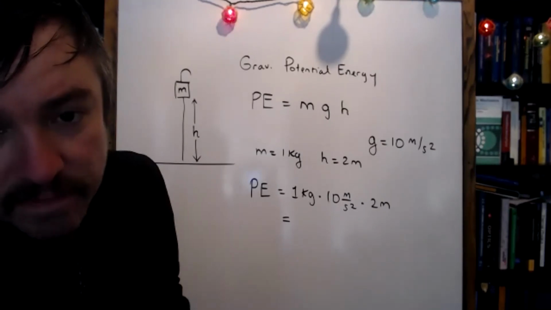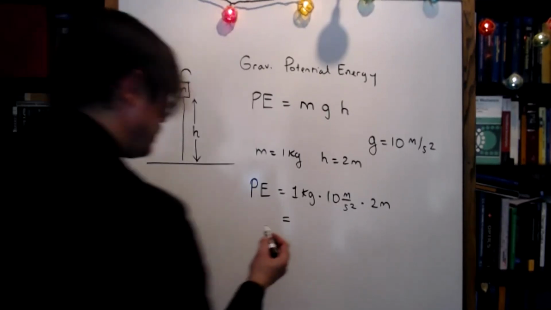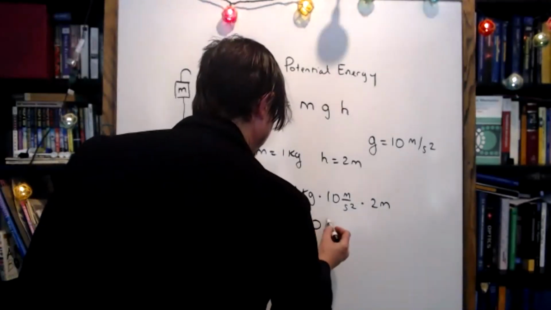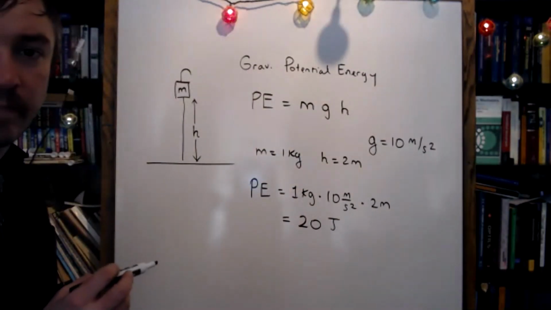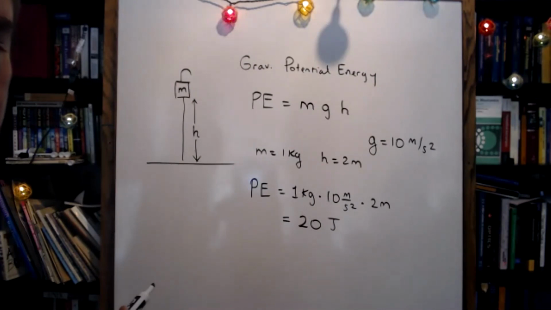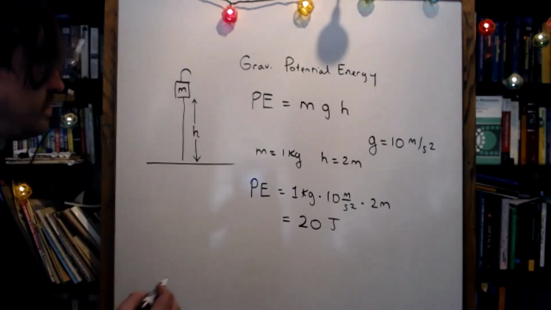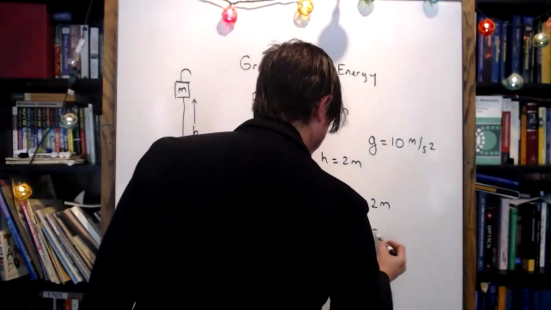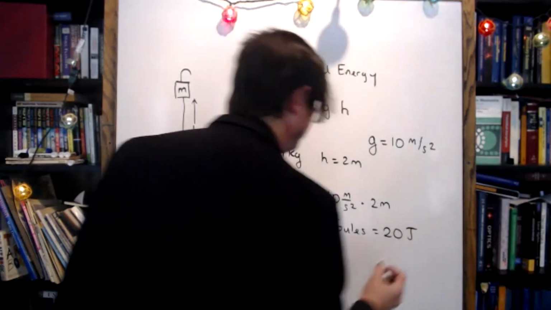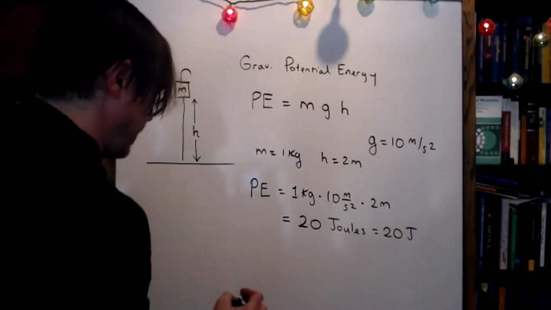Arunsak, tell us what it is. It's 20 joules. And how do we define the joule, Arunsak? What is a joule? It was kilograms meters squared over seconds squared. The joule is the standard MKS unit of energy.